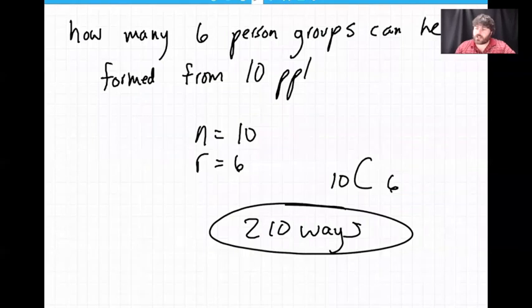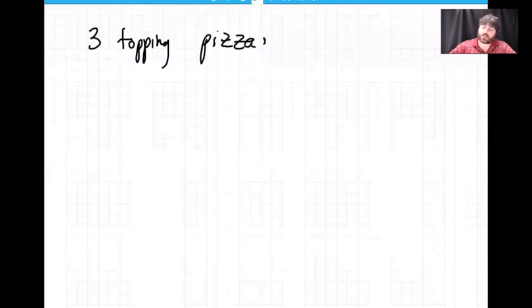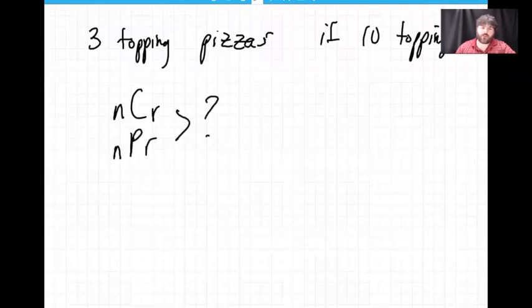Okay, another example might be, how many different 3-topping pizzas could you make if there are 10 toppings to choose from? All right, would that be combinations or permutations? Which one of these are we going to use here? Well, does the order matter? If I put sausage down on the pizza and then I put green peppers and then I put mushrooms down, is that different than if I did it in a different order? No, it's going to be the same pizza. So order does not matter.